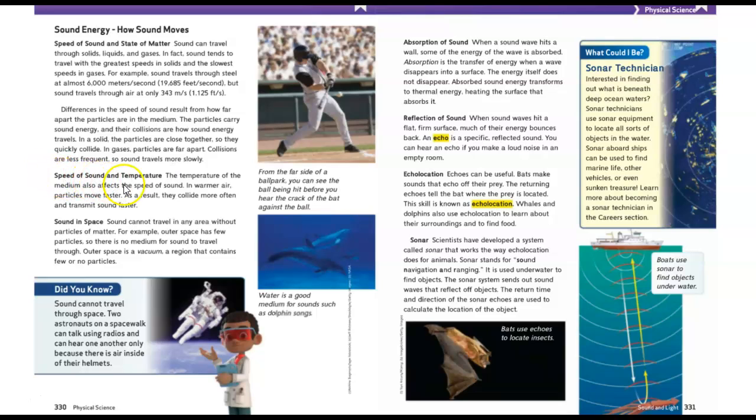So, speed of sound and temperature. The temperature of the medium also affects the speed of sound. In warmer air, particles move faster. As a result, they collide more often and transmit sound faster.